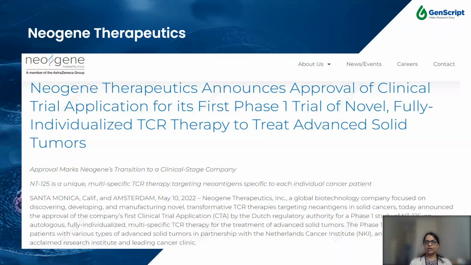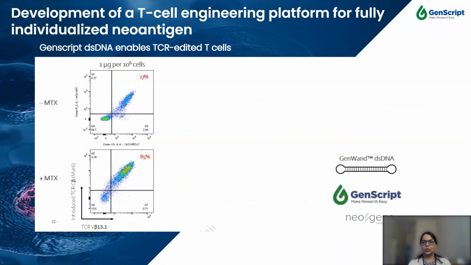Another case is Neogen, which is a biotech company working on TCR therapy. And the company developed a manufacturing and commercialization portfolio for TCR products, including autologous and allogeneic. So they developed a fully individual, personalized neoantigen specific TCR therapy with a novel T cell engineering approach, and they are able to efficiently select and track TCR edited T cells that will be utilized for T cell product manufacturing.